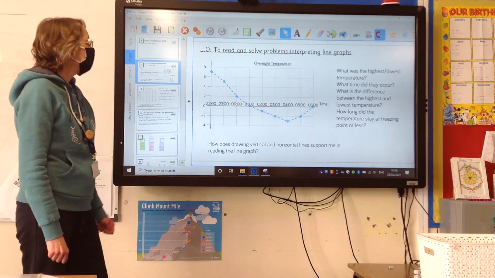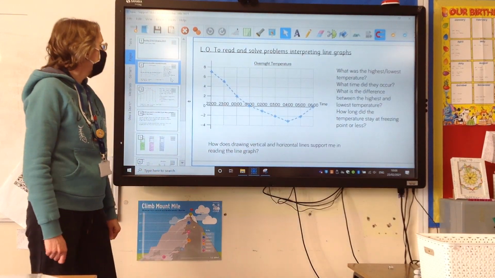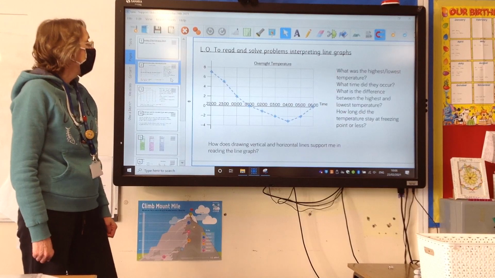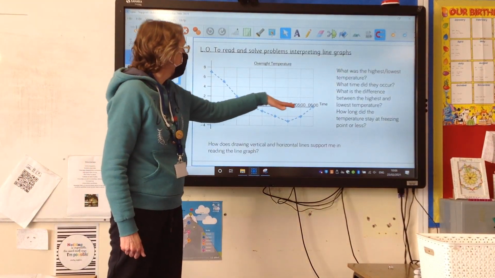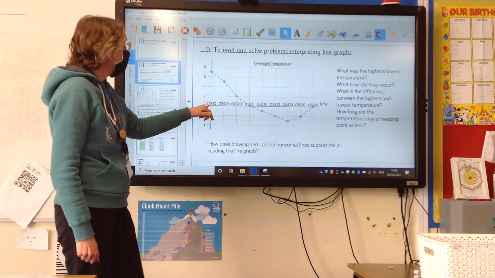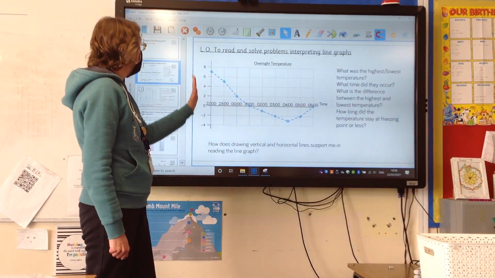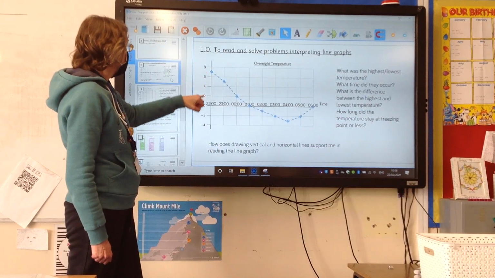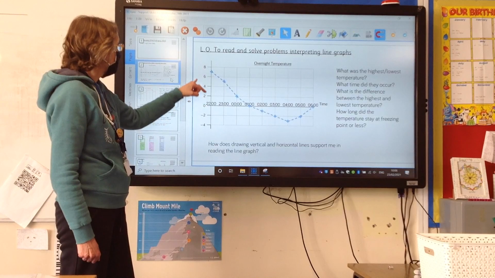We're going to look at line graphs again, and at reading, solving problems and interpreting line graphs. We've got a line graph here that shows overnight temperature. A line along the bottom tells us what time the temperature was taken, from 10 o'clock at night right through to 6 o'clock in the morning. And up the side we've got temperature. Actually, whoever drew this graph has forgotten an important thing, because what should they have put along the side?